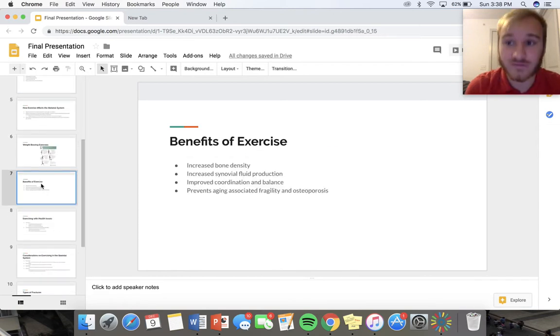And then, of course, there are benefits that come with exercise on your skeletal system. Like I said before, it obviously increases bone density. It's so important. It increases the synovial fluid production, and it improves your coordination and balance, which goes hand in hand with the fractures, and it prevents aging-associated fragility and osteoporosis.